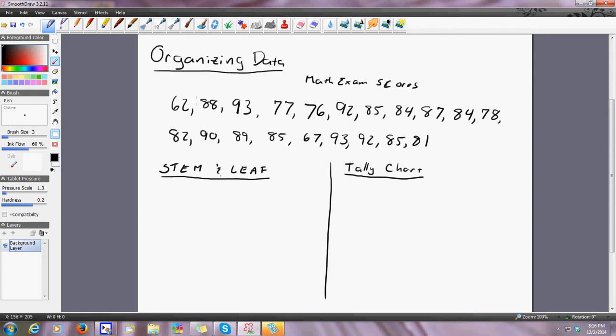What I do is I look for my lowest score, and let's say in this case it's a 62, and I look for my highest score, and that looks like it's going to be in the 90s. So what I'm going to do is make a stem, and I'm going to use 6, 7, 8, and 9. These are all my stems.